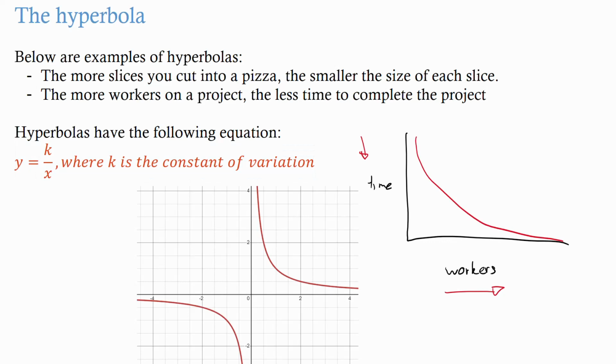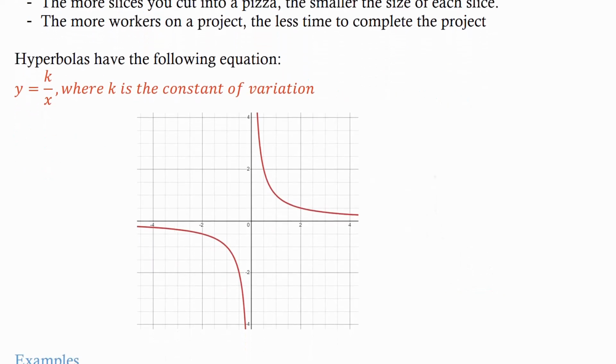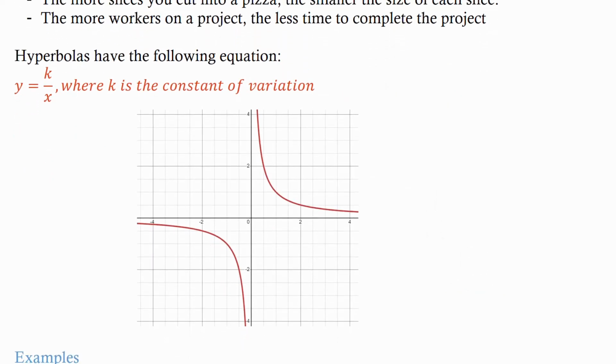Okay, so that's what we're talking about. That's kind of like the hyperbola. Now, the generic shape is what you can see on your screen there, and it's given by y equals k over x, where k is what we call the constant of variation.